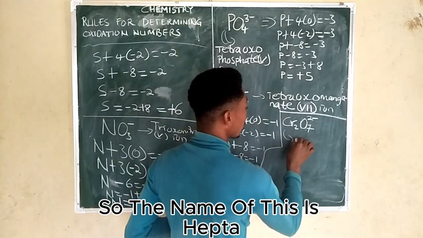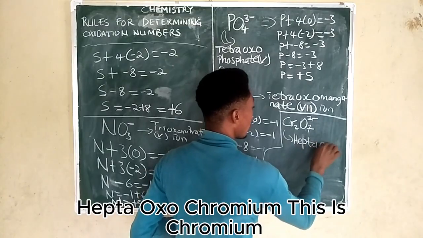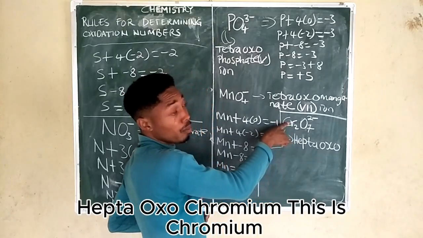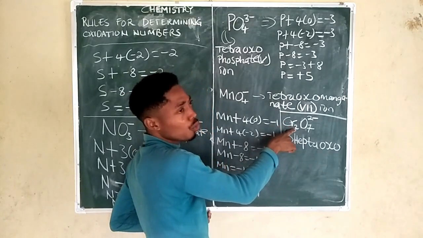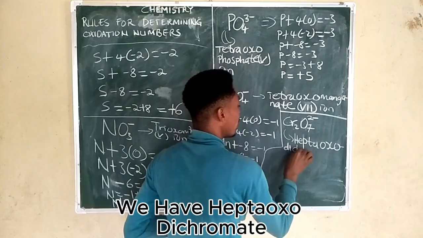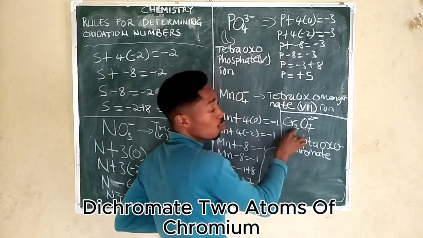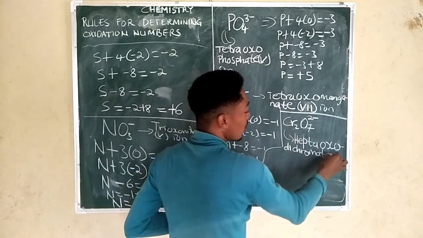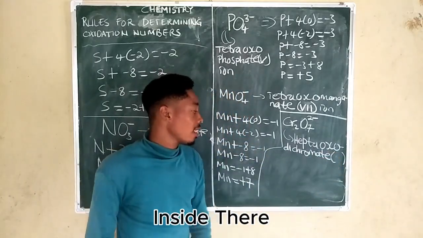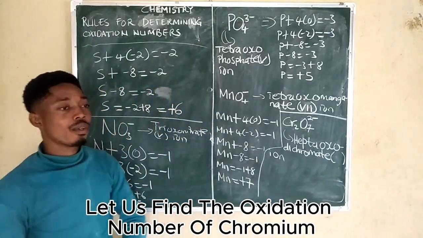So the name of this is heptaoxochromate. This is chromium. But I am seeing 2 atoms of chromium, so I will have heptaoxodichromate. Dichromate, 2 atoms of chromium. I will now put the oxidation number of chromium inside there. Let us find the oxidation number of chromium.